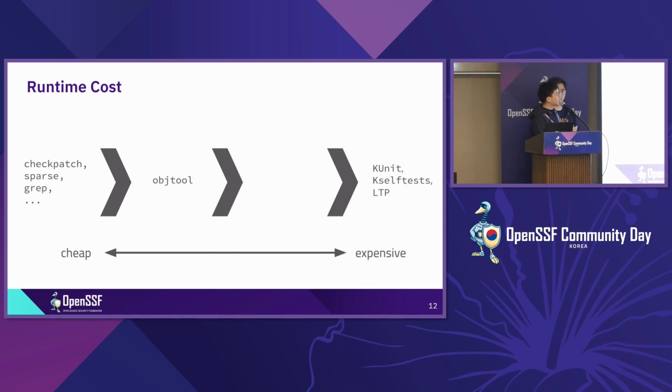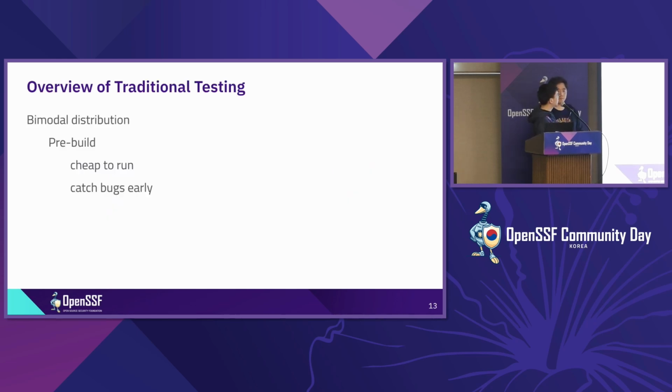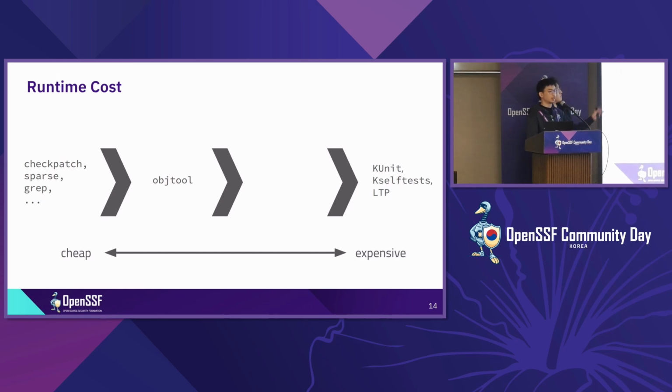So when we plot all the tools I mentioned here, it's not surprising that a lot of tools are on the left side. It's cheap to run, so we can run it often. And running it often means that we catch bugs earlier, when the developer still remembers what he was trying to do, so it's easier to fix the bug. So that's why we have a lot of tools in the pre-build phase, but we actually have a bimodal distribution. On the right, you actually still see a lot of tests, the traditional tests.